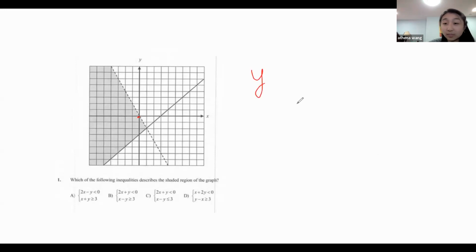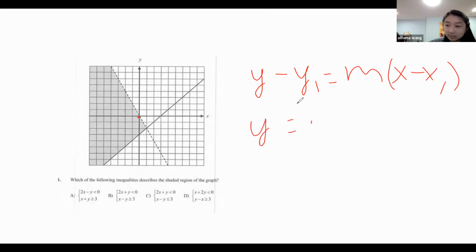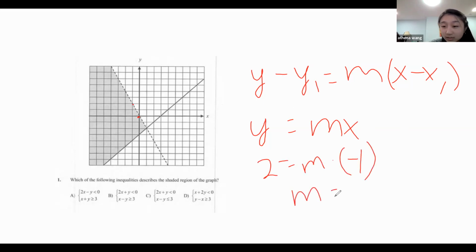So we know from the point slope form we have y minus y1 equals m times x minus x1. Okay, so now we just plug in y1 equals 0 and x1 equals 0. So we have y equals m times x because that is the easiest point to have. Then we just need to pick another point. So we can just pick (-1, 2). So we have 2 equals m times -1. So we have m equals -2.